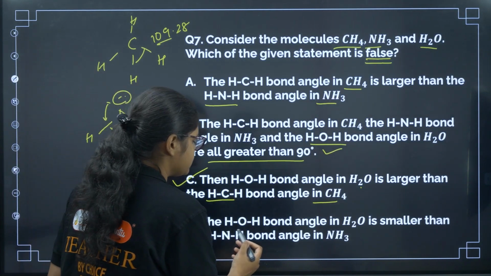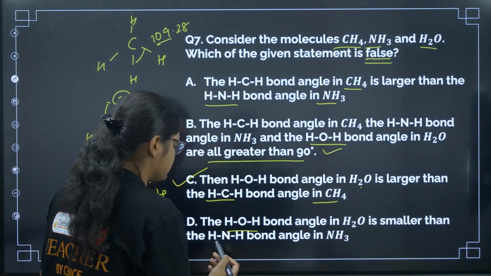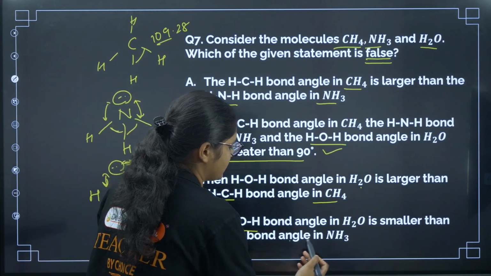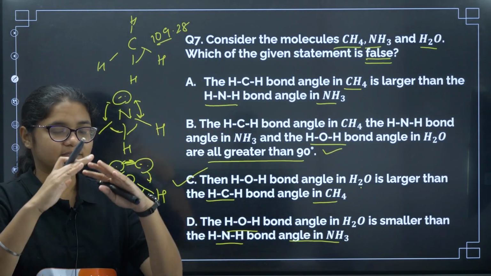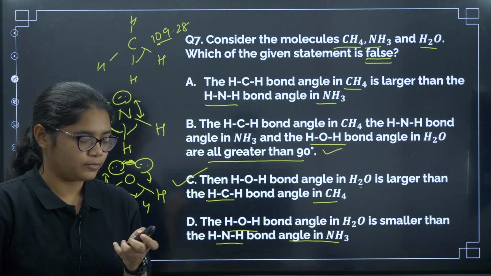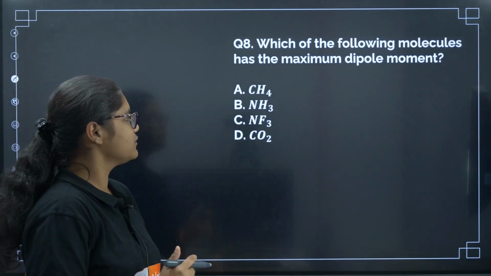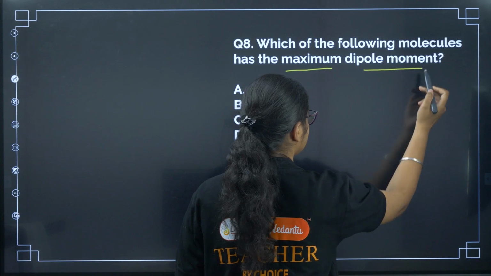Now if you see here, the HOH bond angle in H2O is smaller than the HNH bond angle in NH3. This is also correct because here one lone pair is there, and here two lone pairs are there, so repulsions will be more. Okay. So next question, which of the following molecules has the maximum dipole moment?